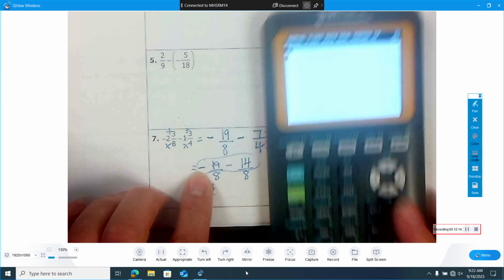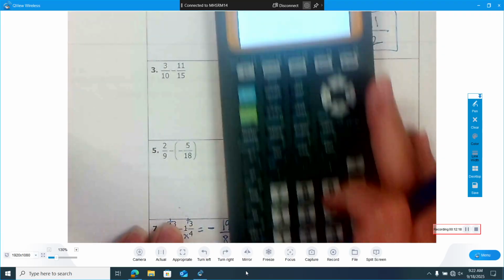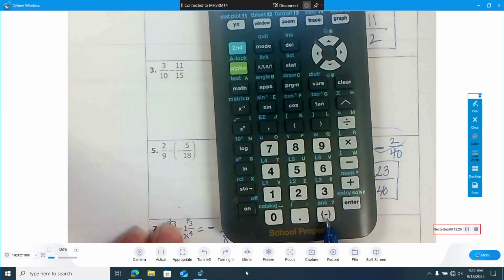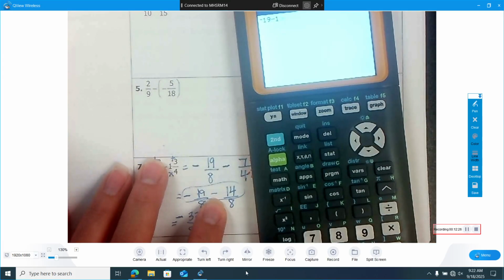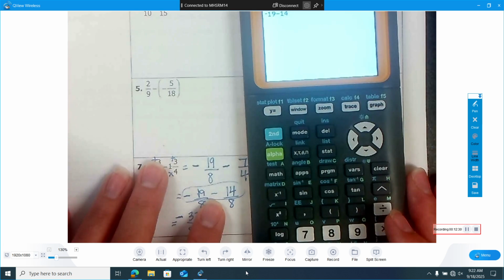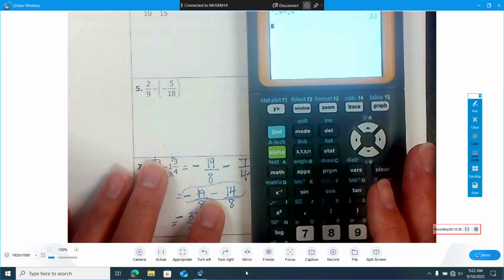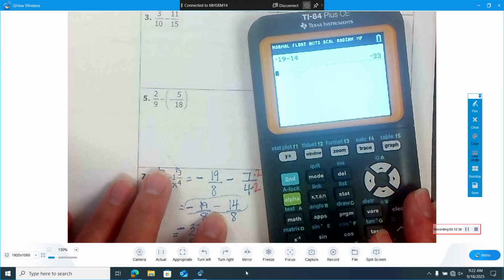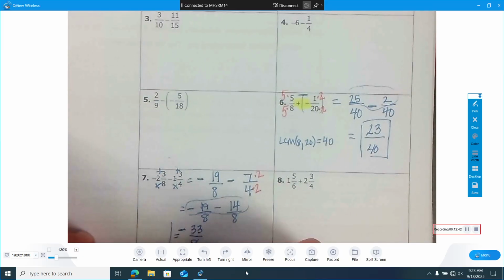Could we use our calculator to double check? Yeah. Here's the thing with your calculator. For a negative 19, you have to use the negative symbol, but then we are subtracting 14. The calculator sees a difference between a negative and a subtract. It's weird. Okay, so we do get negative 33. And that does not reduce. We can just leave it just like that.